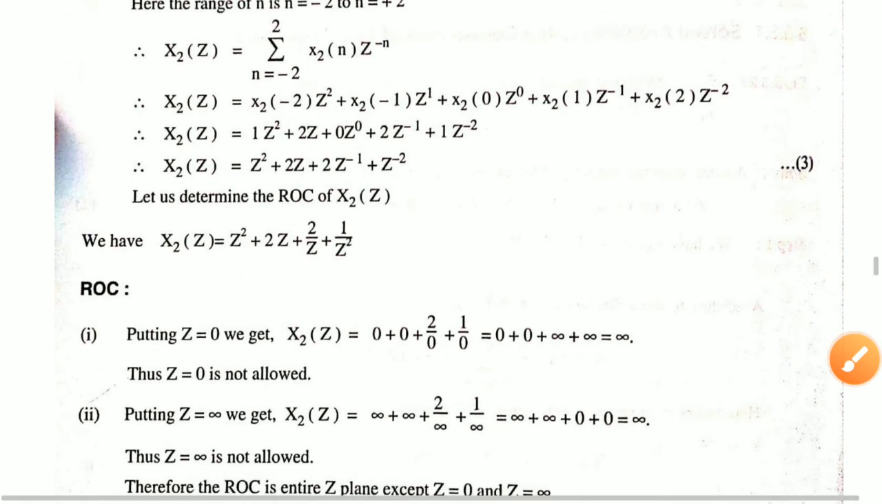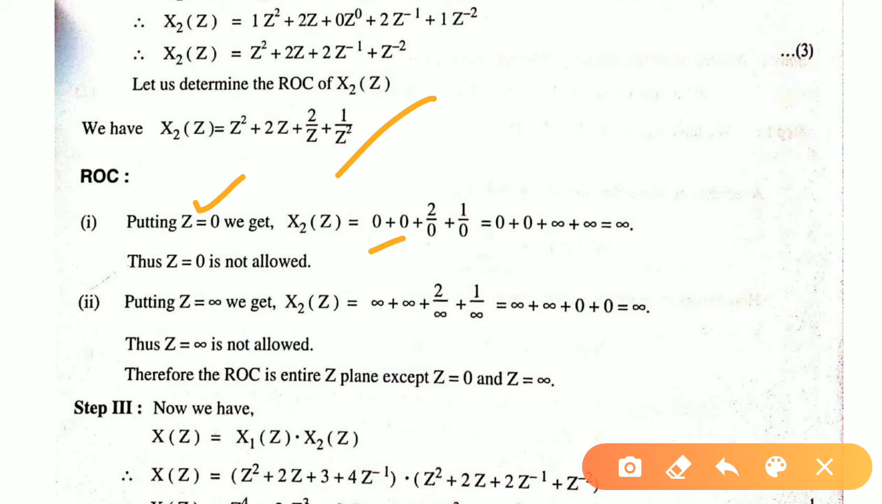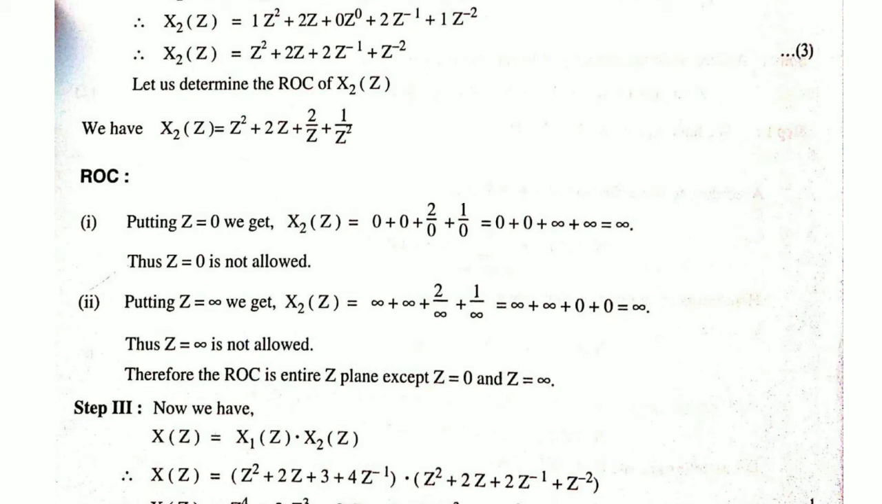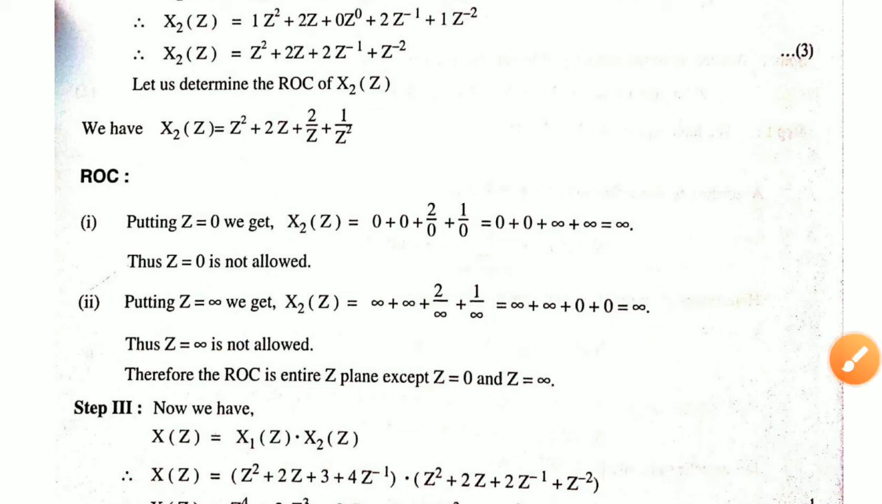Then we have to solve for the ROC. The first step is to put z equal to 0 in this equation. What are we getting? 0, 0 plus 0, 2 divided by 0, 1 divided by 0. So we are getting infinity. Again we are getting an infinite value after putting z equal to 0 in this equation. The next step is to put z equal to infinity. So X2 of z equals infinity plus infinity, 2 divided by infinity, 1 divided by infinity, and the final answer again becomes infinity.